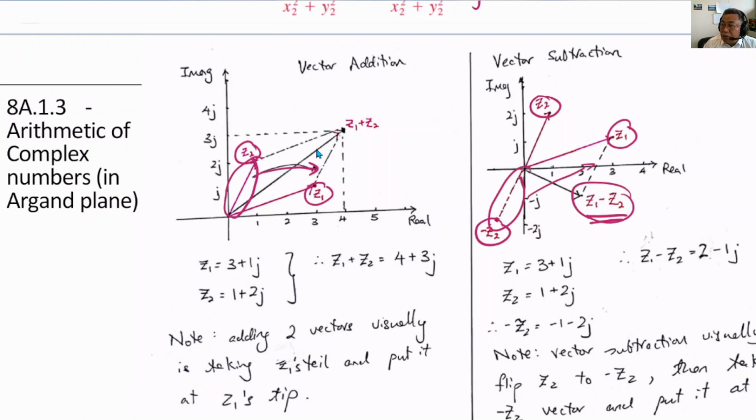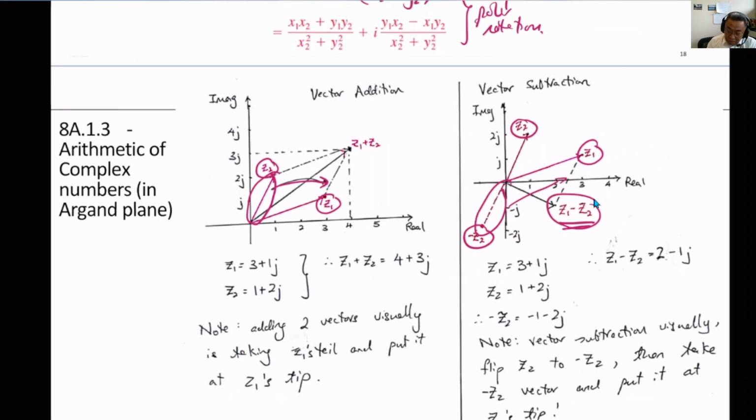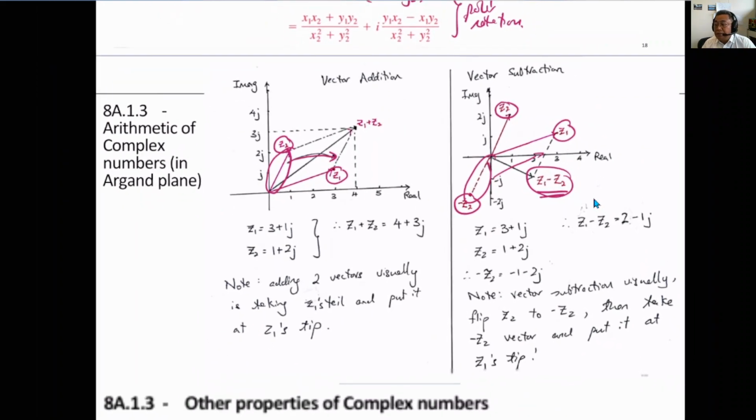So vector addition is simply taking the other vector and putting it to the tip. For vector subtraction, first flip the vector that is being subtracted, z2, to become minus z2, and then move this minus z2 to the tip of z1. So that is the interpretation of addition and vector subtraction.